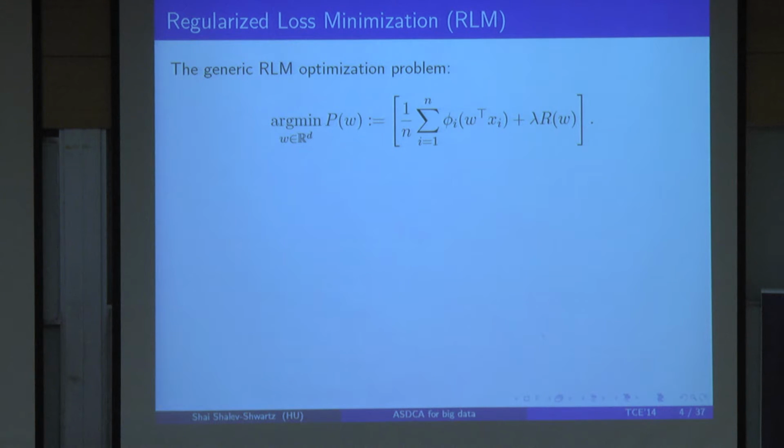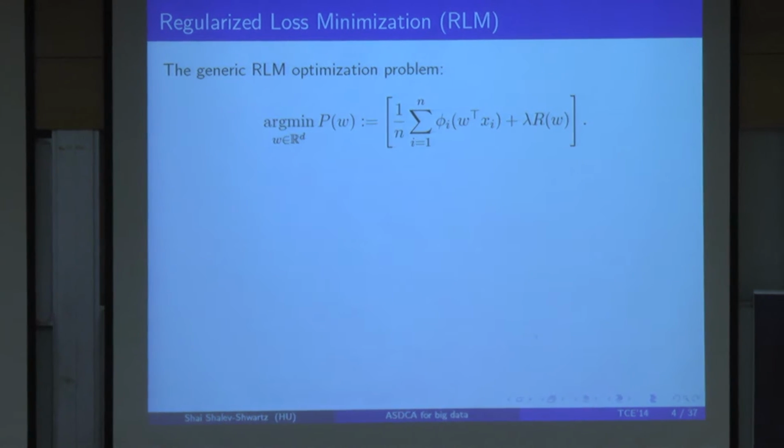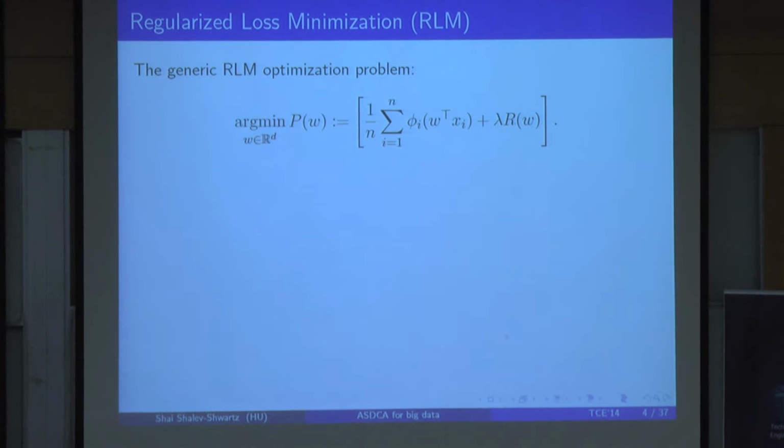So how does this regularized loss minimization, or RLM for short, optimization problem look? Our goal is to find a vector W, which lies in R^D. So it's a d-dimensional vector. Remember that D is very, very large. And it should minimize an objective function P of W, which is comprised of 2 parts. The first part is an average of a composition of some function phi. Phi is a scalar function over a linear function, which is just the inner product between the vector W and xi. Xi is a representation of our object as a d-dimensional vector.